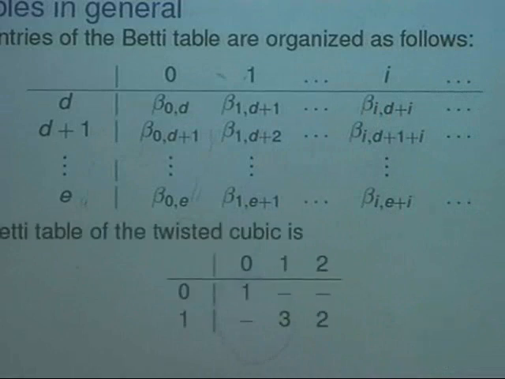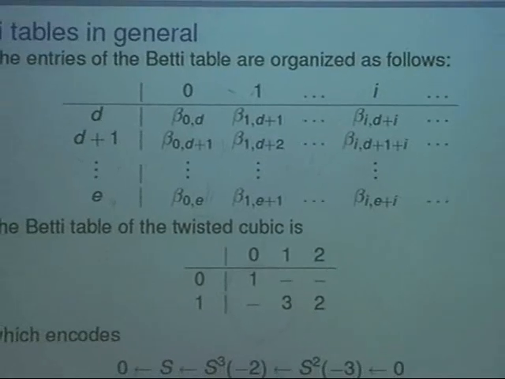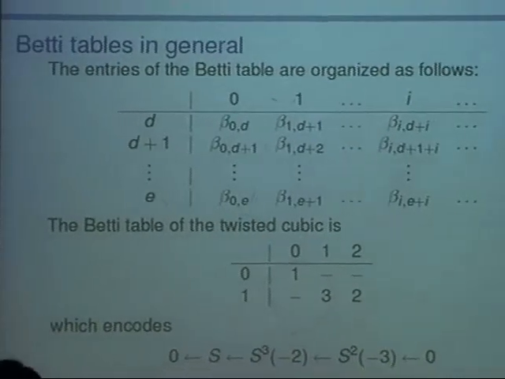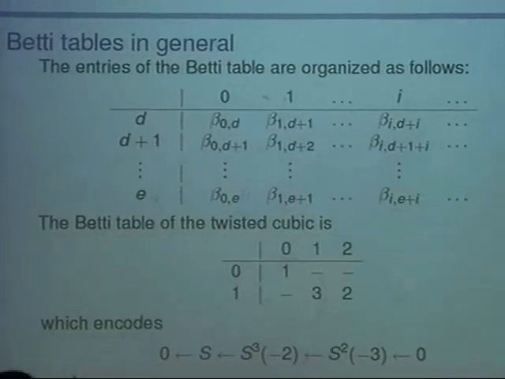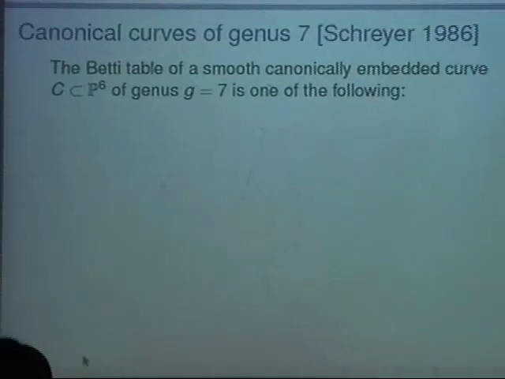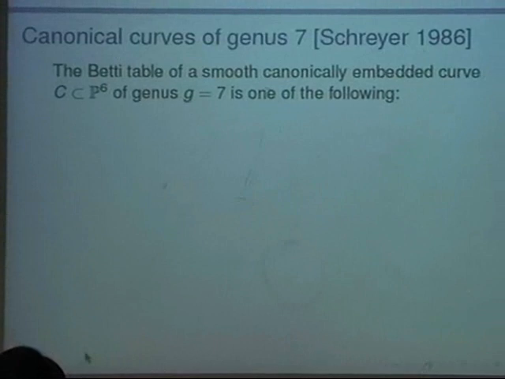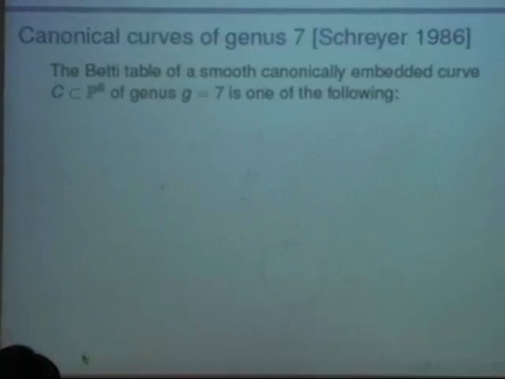So the Betti table of the twisted cubic, 3 equations of degree 2, 2 linear relations, should look like that, and this table encodes a complex of this type. All right. I have to say a little bit about the geometry of syzygies.